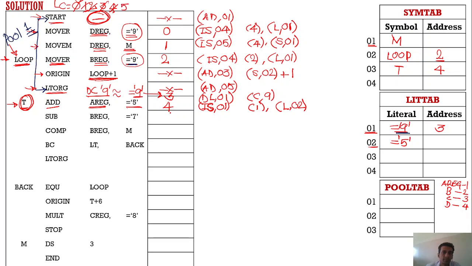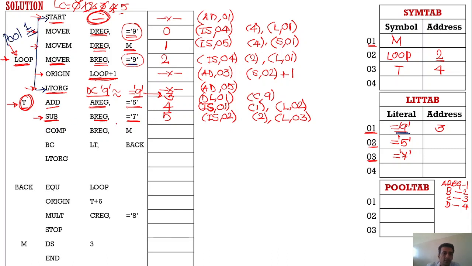that is now 5. Okay, now next instruction is SUB, which is again an imperative statement, so I should perform LC processing. So at 5, that is my current LC, SUB is IS comma 02, its mnemonic info is 02, B register I should write as 2, and equal to 7 is again a literal, so I should make a fresh entry of this 7 in the literal table leaving its address blank, and in the intermediate form I should write L comma 03, that is the third literal from the literal table.